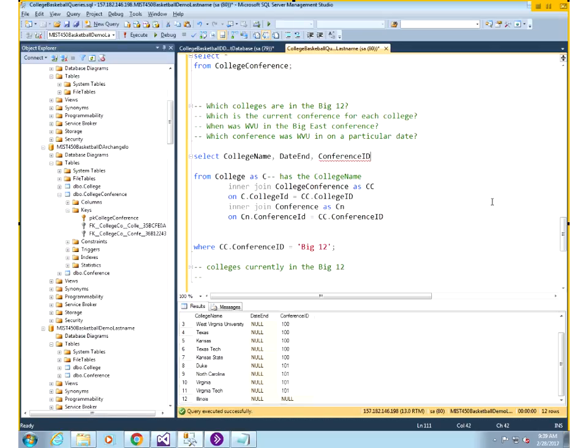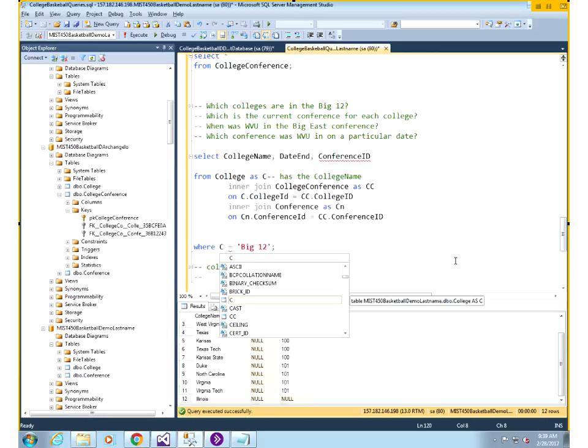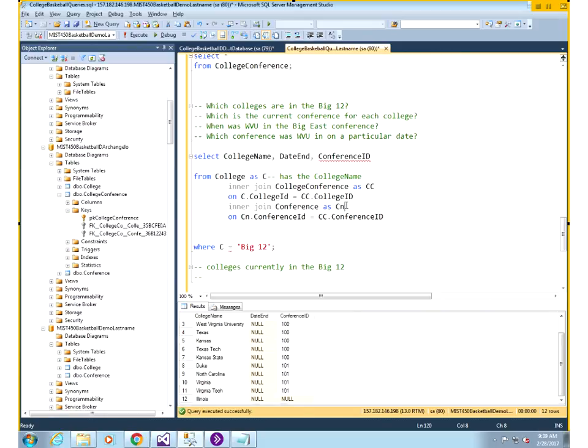Oh, I was just going to say, I have to change where to conference in on ID. Okay, this from conference. You just put conference name. Yeah, you can see it. CN. And I should probably capitalize it because I use uppercase. CN. Okay.